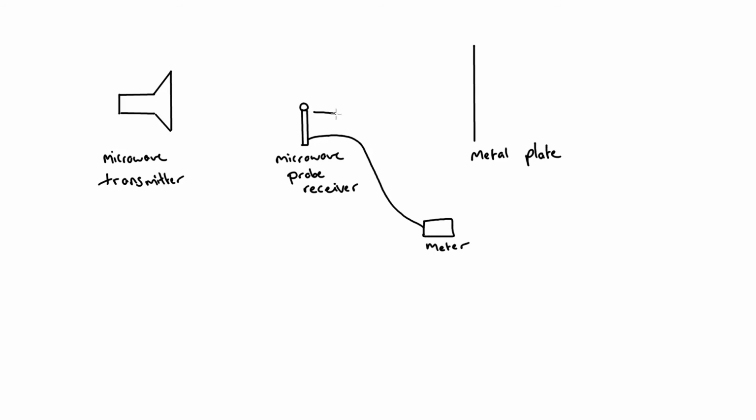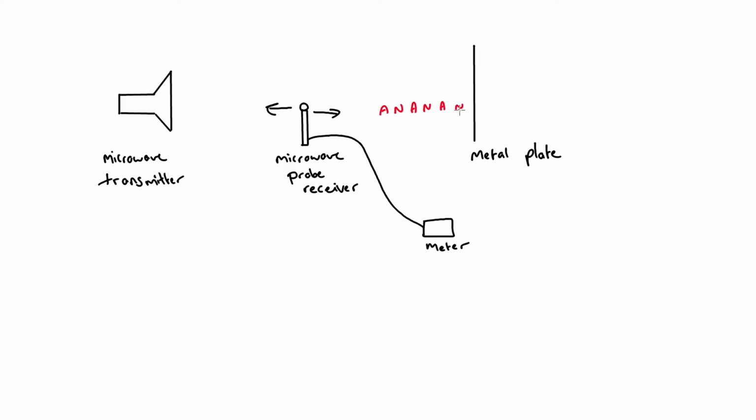So if you move the probe receiver backwards and forwards between the transmitter and the metal plate, what you will detect is a sequence of nodes and antinodes. On the meter connected to the receiver, you will get a series of maximum and minimum readings. In other words, as we move it around, we'll get a node, an antinode, node, an antinode, node, an antinode, and so on as we move between the transmitter and the metal plate, which is reflecting the microwaves.